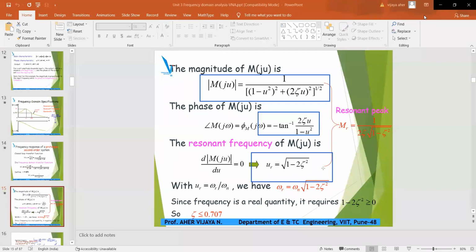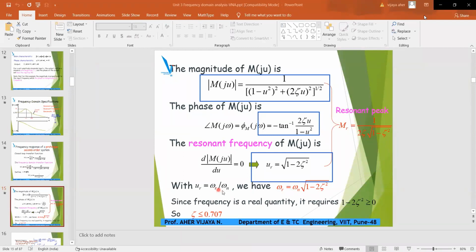That is Ur, the normalized resonant frequency. Now you know very well u is equal to omega divided by omega n. Omega n is nothing but the natural frequency, right? So you can write Ur is equal to omega r divided by omega n. So you will get the equation for omega r.